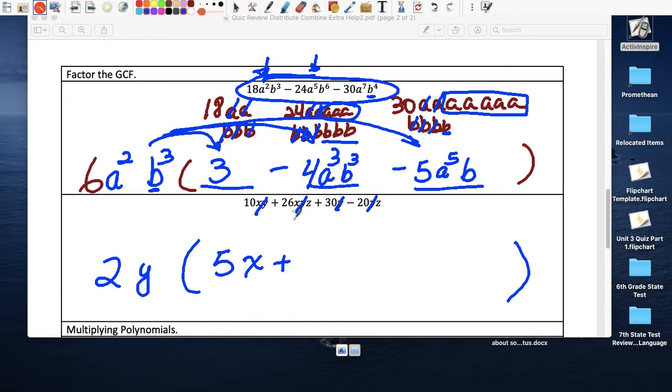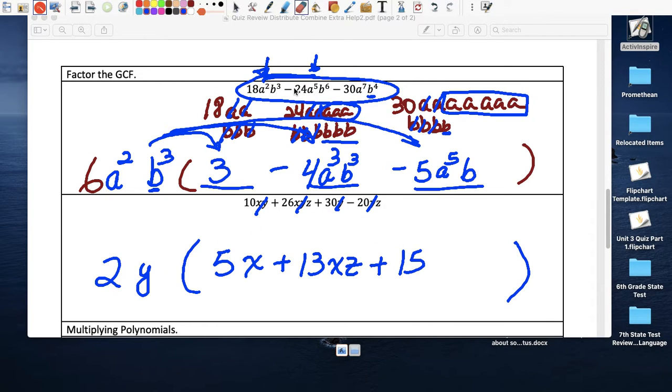Plus 2 times what is 26? That is 13. And y, and then 2y times what, sorry, would give me 26xz? Well, we have to add the xz. Plus, and 2y times what will give me 30? It will be just times 15, right? Because 2 times 15 is 30.